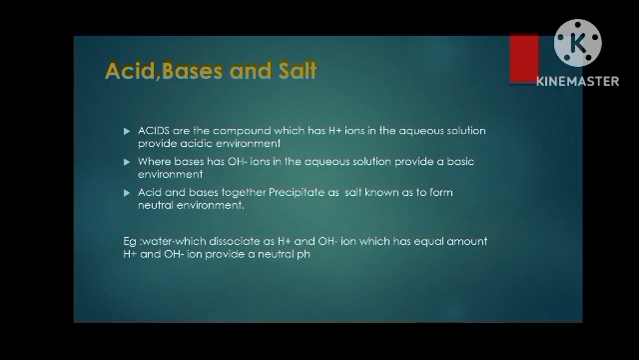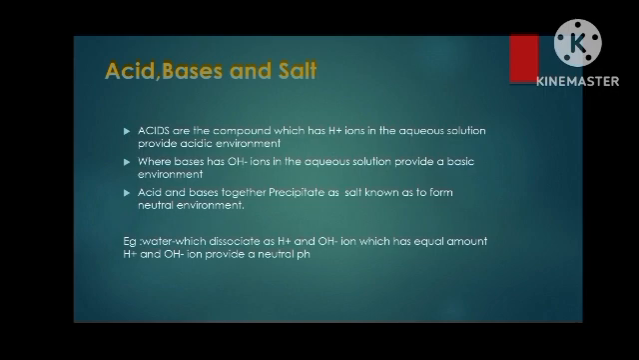hydrogen ions. Bases in aqueous solution produce hydroxyl ions, that is OH minus ions, whereas acids dissociate into H plus ions. This is the main difference between acids and bases. Due to this dissociation, acids produce an acidic environment, that is a pH of less than 7, whereas bases have a basic environment, that is a pH greater than 7. This is the main difference between acids and bases.